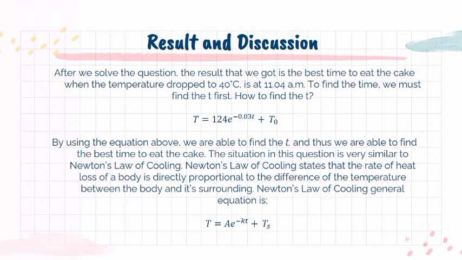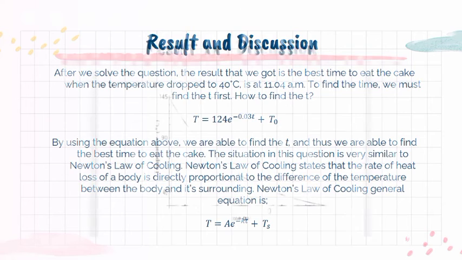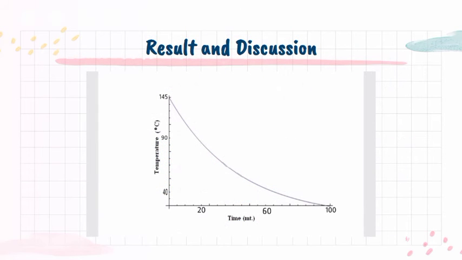The situation in this question is similar to Newton's law of cooling, that states the rate of the heat loss of a body is directly proportional to the difference of the temperature between the body and the surrounding. Newton's law of cooling general equation is T equals A e to the power of minus kt plus Ts. This is the temperature against time graph.